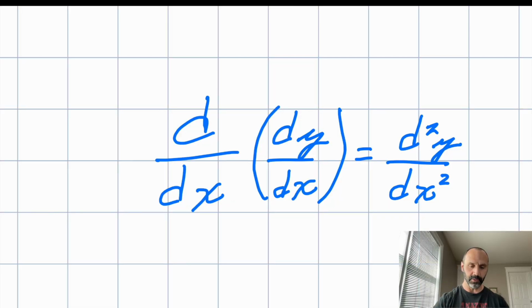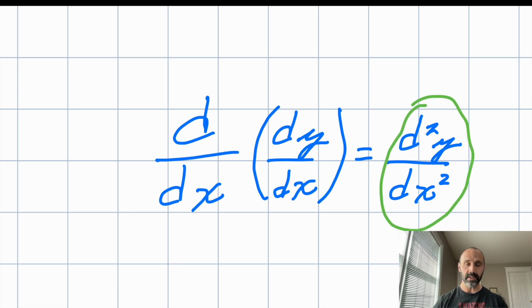Hello friends. I had a question that came in recently about the notation for taking the second derivative, right? So when we take the first derivative, we're familiar with that notation, right? It looks like this, dy dx. But when we take a second derivative, we express it as d squared y over dx squared.